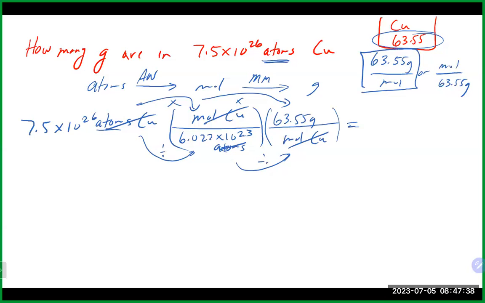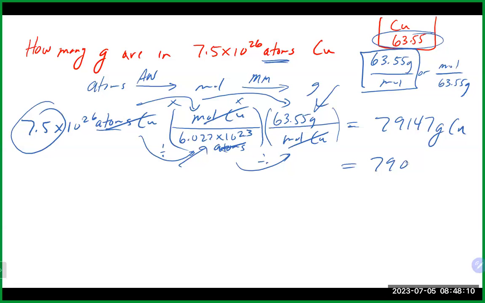And if we do that, 7.5 EXP 26 times 63.55, hit equals, divided by Avogadro's number 6.022 EXP 23, hit equals. In this case, since the last guy is a 1, that gets us something like 79147 grams of copper. In this case, really an exact number. So 2 sig figs would probably be what we should be shooting for here. So if you wanted to, 79,000, or you can do scientific notation as well.